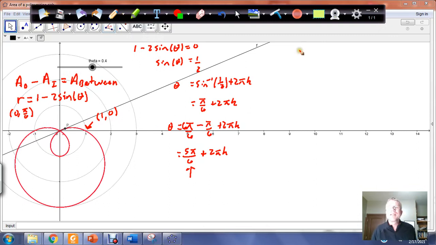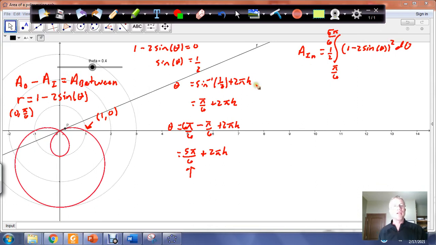So the area of the inner limacon could be given by the integral from pi over 6 to 5 pi over 6. We're back at the origin when we get to 5 pi over 6. And then we know it's 1/2 r squared, but r is given by 1 minus 2 times the sine of theta. So the radius squared d theta would give us the full area of the inner loop.